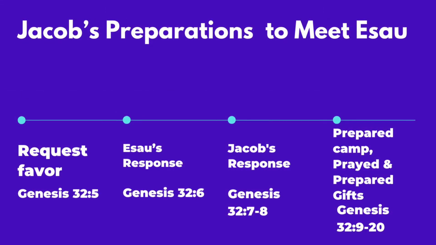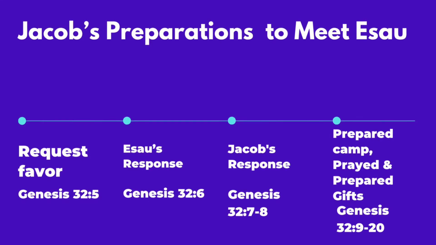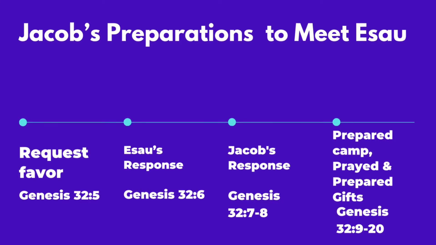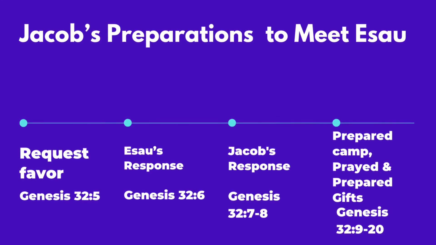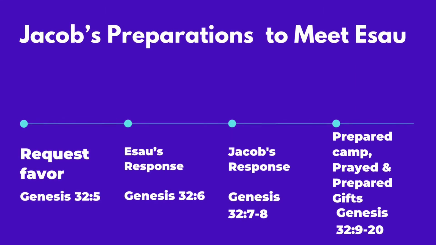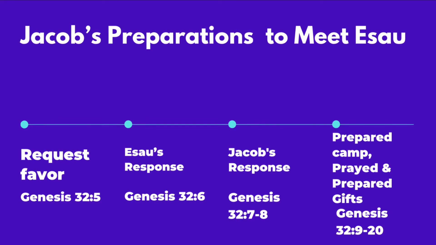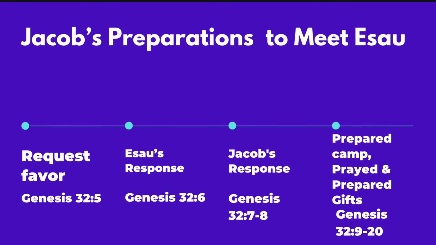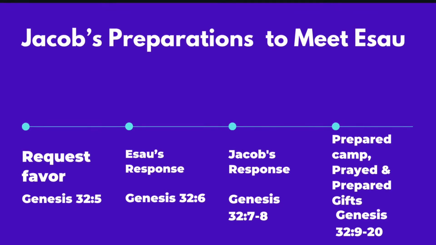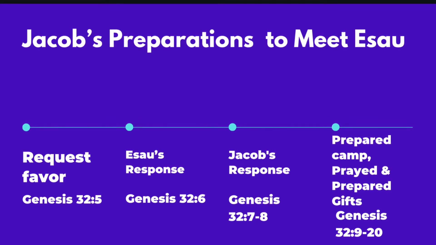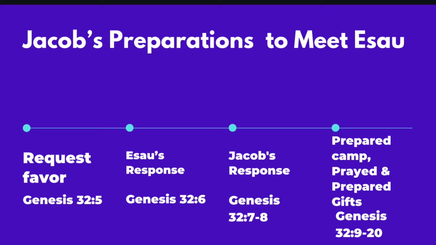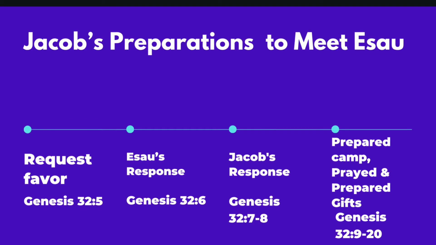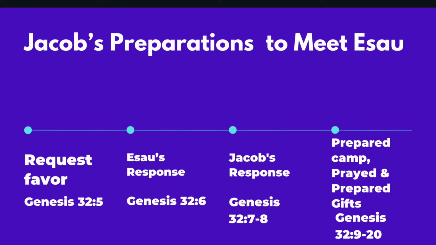Jacob's preparations to meet Esau. Jacob initiated contact by sending messengers to request that Esau look upon him favorably. Esau responded by saying he was coming to meet Jacob with 400 men. Jacob responded with fear and distress. He divided his camp, approached God in prayer, and prepared gifts for Esau. Today's lesson focuses on a mysterious struggle that defines Jacob in unimaginable ways.